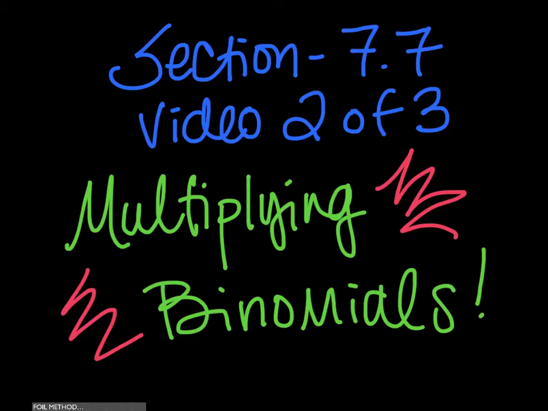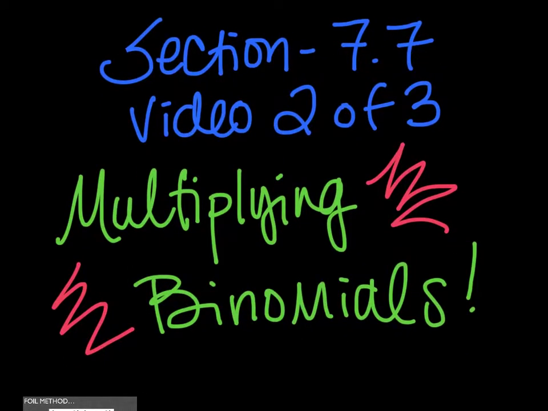Okay, so this is section 7.7. This is video number 2 of 3 total videos. This one is specifically on multiplying binomials. Binomials are expressions like this that essentially are two terms. So if we were to multiply two of these together is what we are talking about with this particular situation.